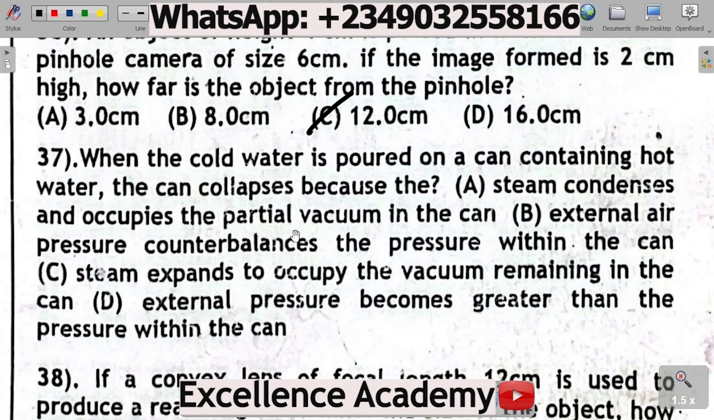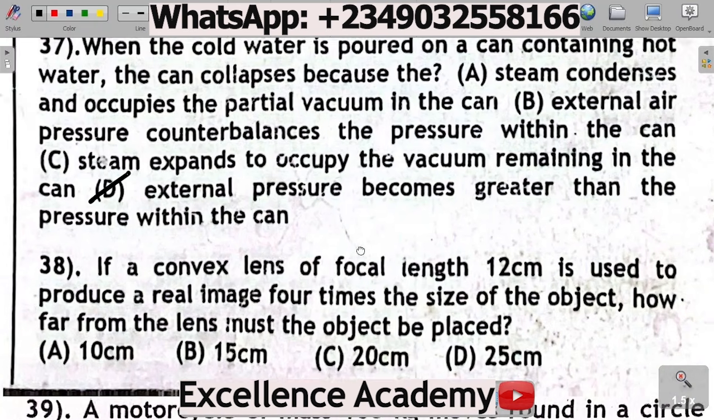Now, for this question, note that steam condenses rapidly, all right? And because of that, pressure inside the can drops, which means that external air pressure becomes greater and crushes the can. So hence the correct answer here will be what? D, that external pressure becomes greater than the pressure within the can. So this crushes the can and makes the can collapse. That is the correct answer. So D is the correct option.